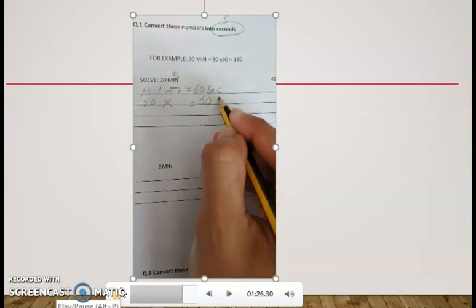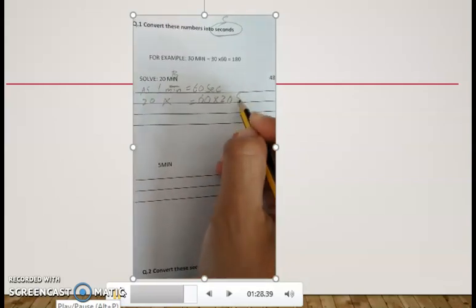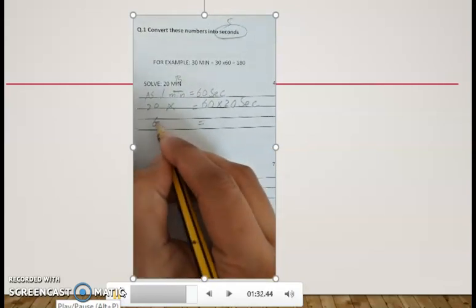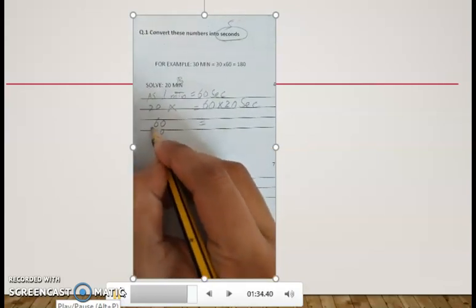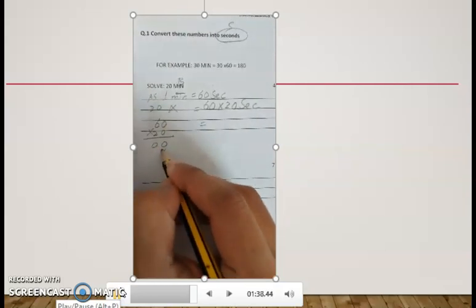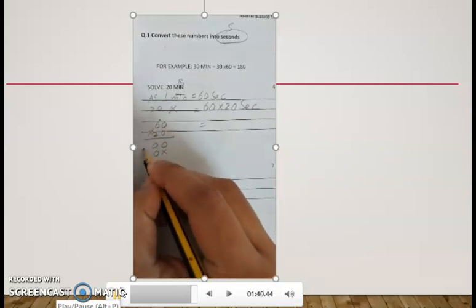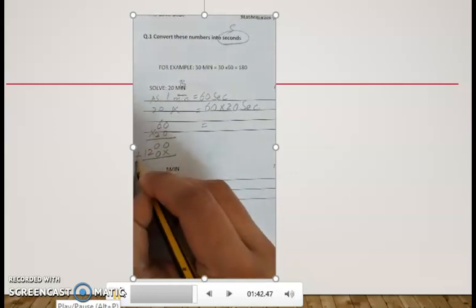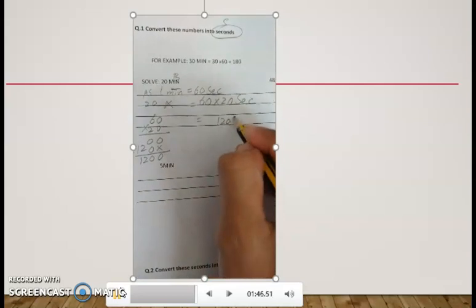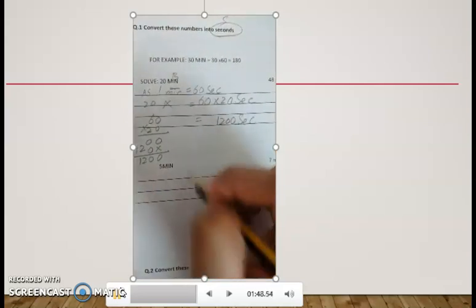I am writing here 60 multiplied by 20 seconds, and then I have to do the multiplication. I will write 60 above, 20 down. Then I will do multiplication: 0 times 0 is 0, 0 times 6 is 0. Again, 0 times 2 is 0, and then 12. Then plus 0, 0, and 1. So my answer is 1200 seconds.